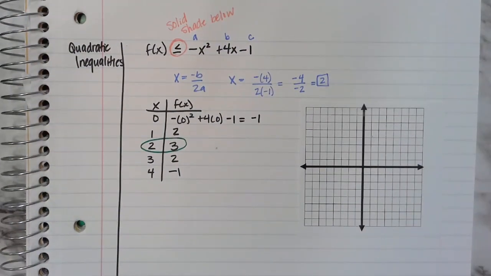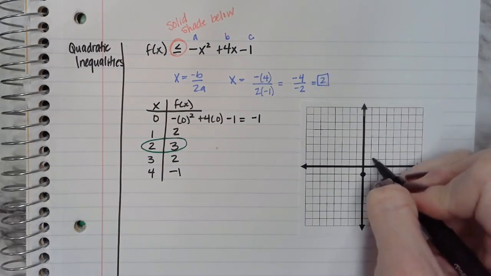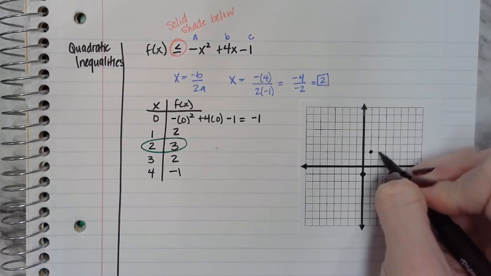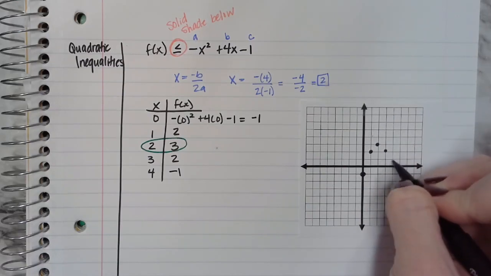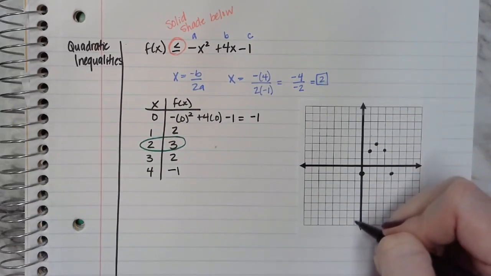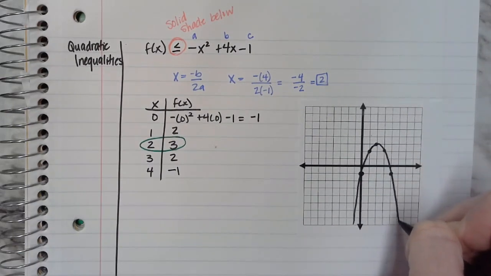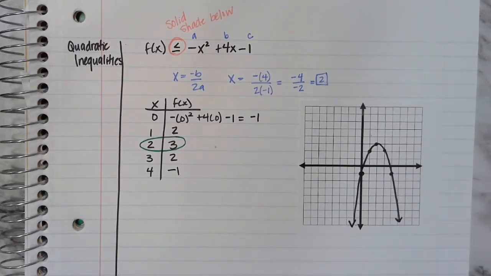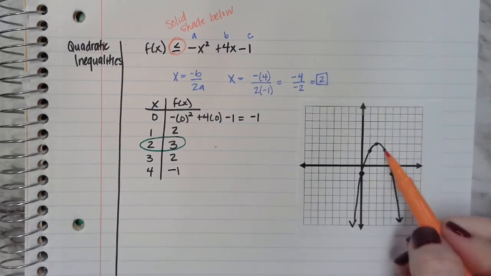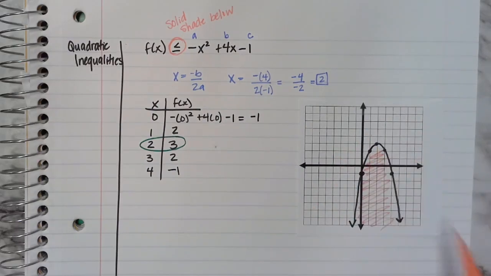So I'm going to graph this by plotting all the points. So 0, negative 1, 1, 2, 2, 3, 3, 2, and 4, negative 1. Solid line. So I'm going to draw my U shape and I'm going to extend this all the way because I'm going to have to shade here. And then shade below just means below the function, which is everything underneath that U. If it was above, it'd be everything outside of the U.